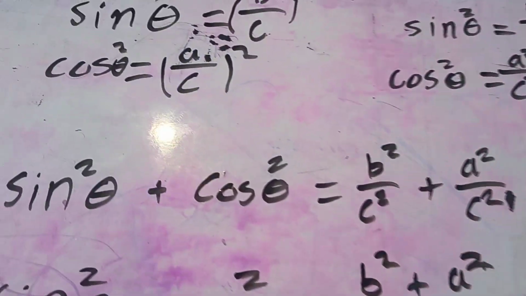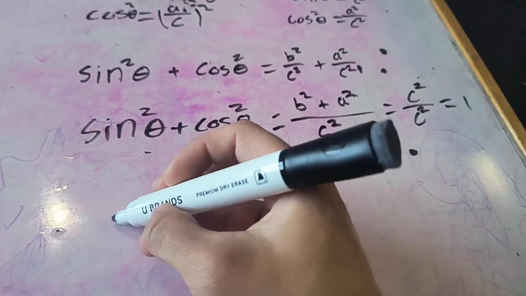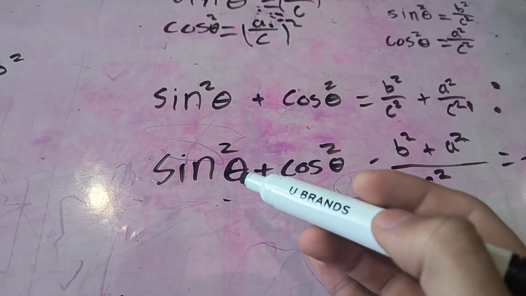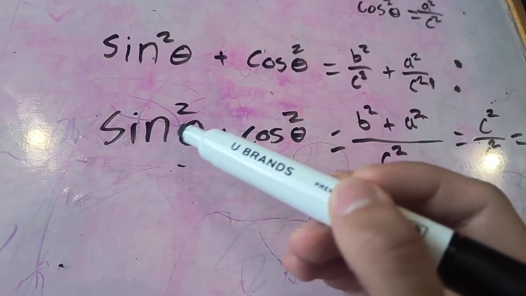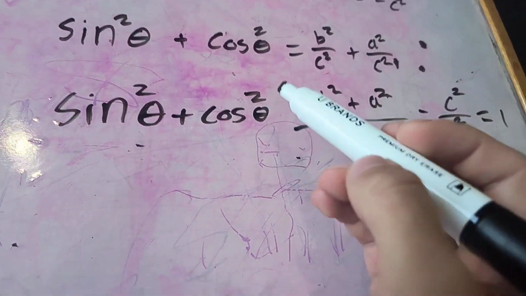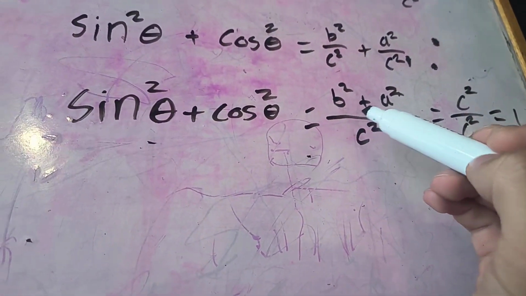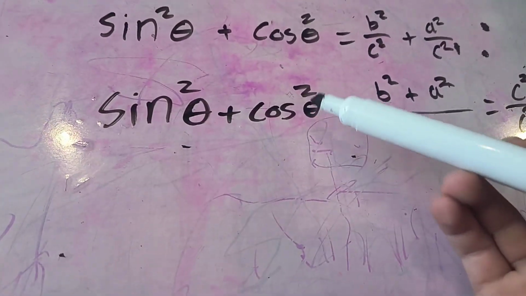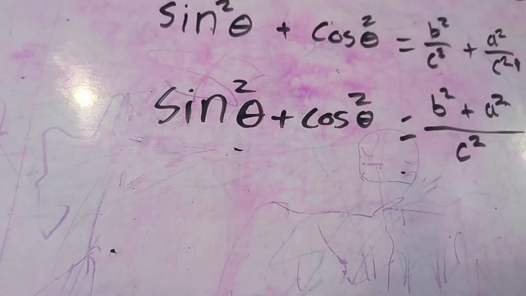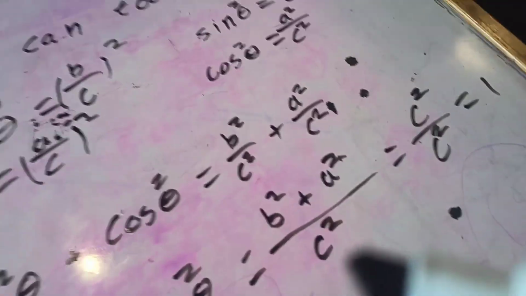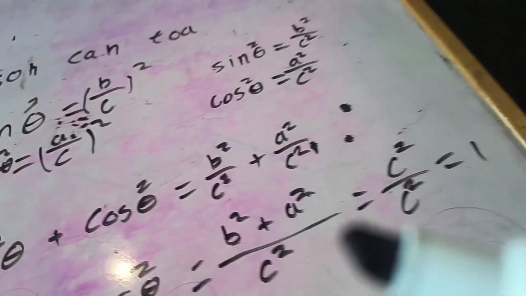And this is pretty cool because let's say you knew sine theta, and somebody gave you sine squared theta plus cosine squared theta equals 1. If you knew sine theta or cosine theta, you can just do some algebra and solve for the other one. So that's pretty cool, and some other unit circle stuff.